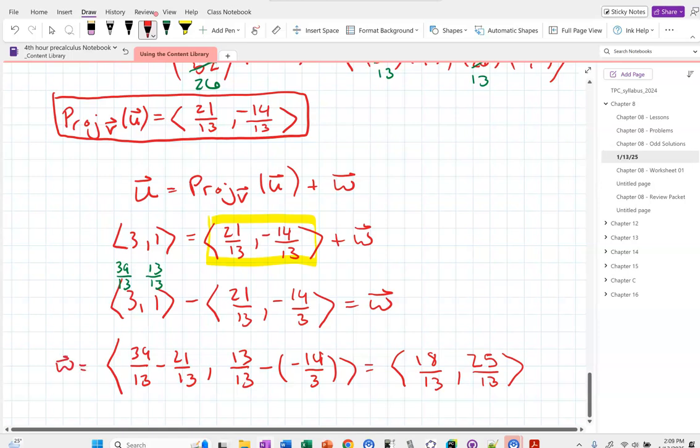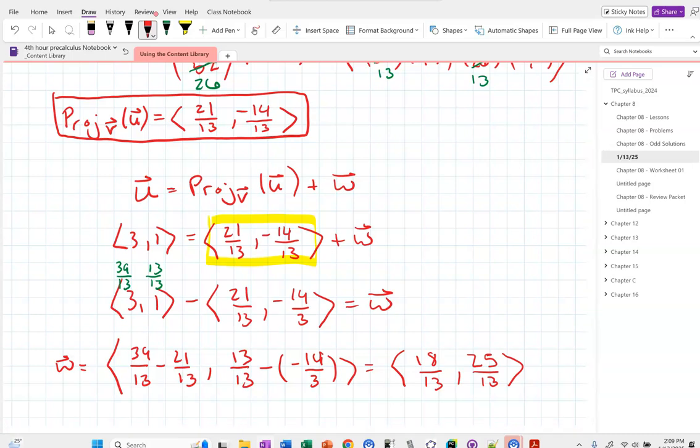So my W should be 18 over 13, comma 25 over 13. That should be 27. I don't know how I managed to. 3 plus 4 is definitely 5, right? Yay.